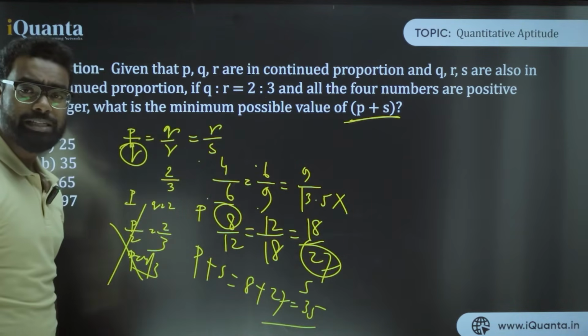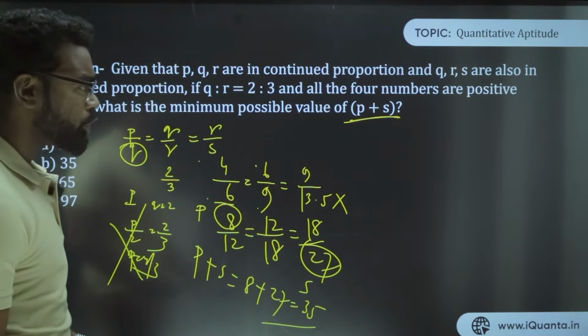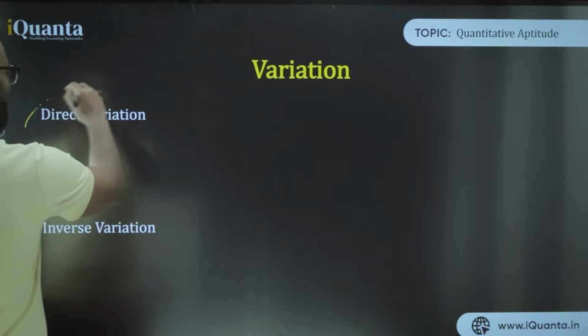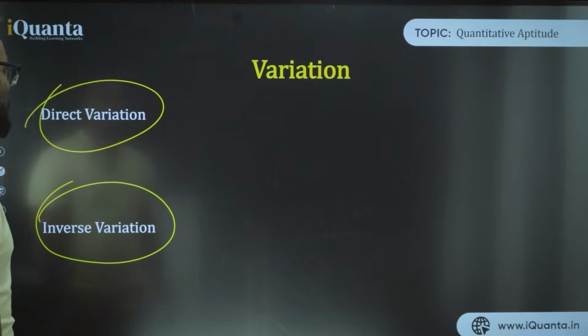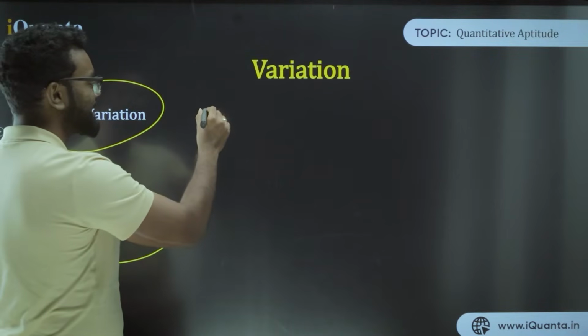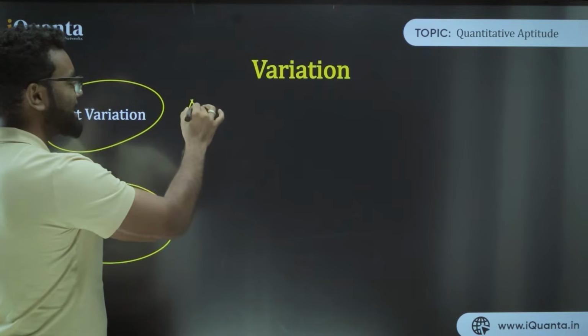So next we will discuss some questions which are more based on variation. So let's think about what is variation. What is direct variation? Very important thing, direct and inverse variation. Direct variation is, I say, A directly varies with B.